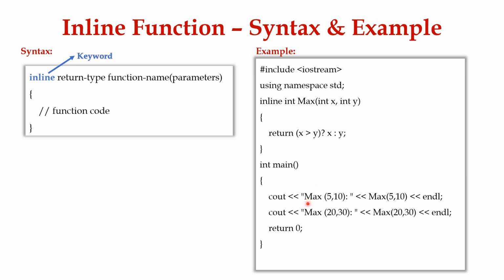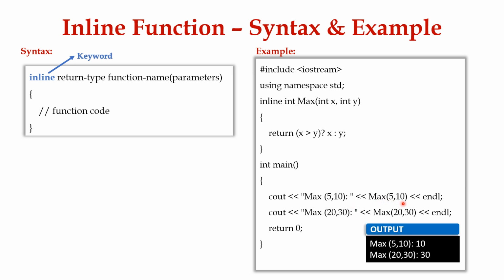So here in this inline function, 5 greater than 10 is false. Therefore, the maximum value 10 is displayed to the user as shown in the output. Similarly, in next cout statement, we have displayed the maximum value between 20 and 30. So using inline function, 20 greater than 30 is false. So the maximum value 30 is displayed to the user as shown in the output. Hope you are clear in this inline function.